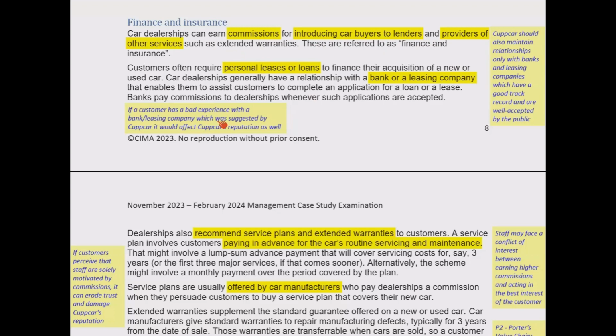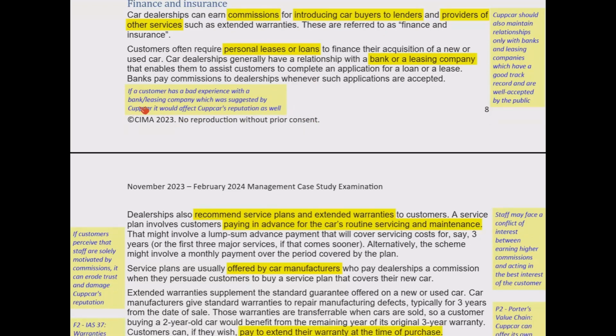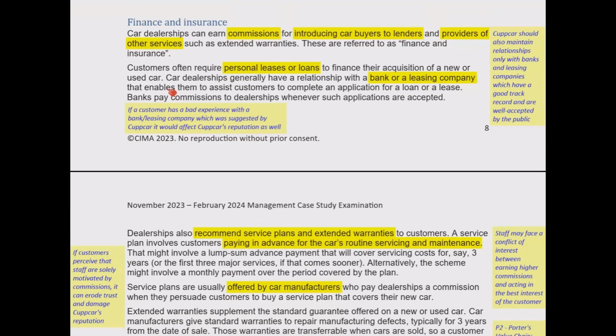It points out if a customer has a bad experience with a bank or leasing company, that could have a knock-on impact on Cuppcar's reputation. Now, generally, car dealerships do use third parties to provide financing, to provide these other services, and they do just take a commission. The point I'm going to say to you is F2, revenue recognition. How do you recognize a commission?